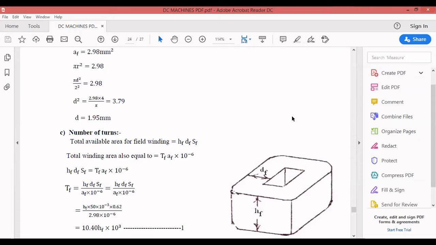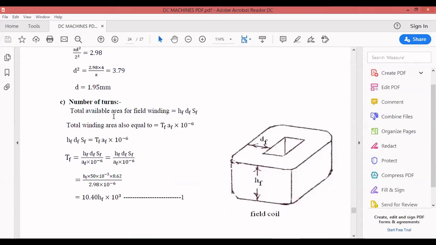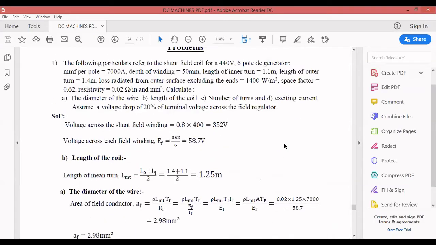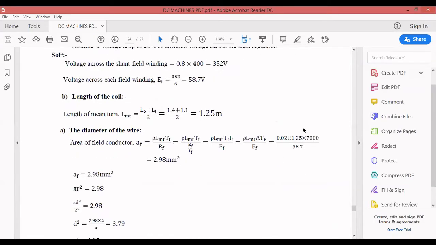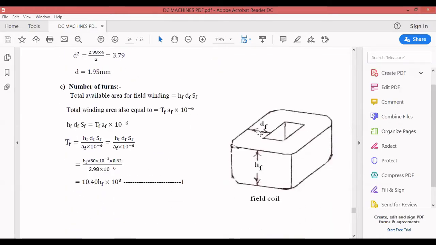Next, find out the number of turns. Just concentrate here: the total available area of the field winding is HF into DF, this is HF and this is DF, into SF. SF is the space factor, which has been given in the problem. So HF into DF into the space factor.